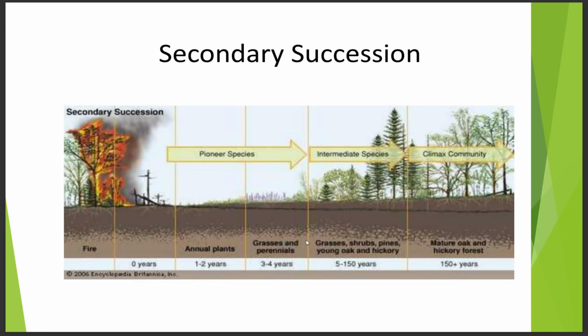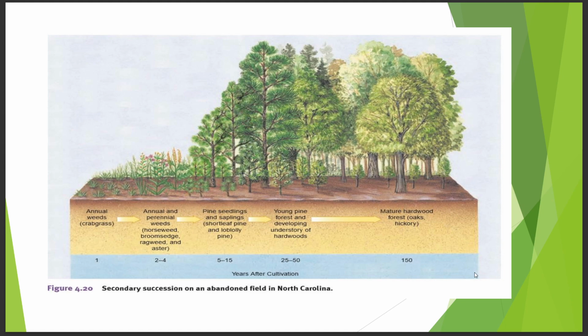Then comes secondary succession, where habitats are disturbed or destroyed, such as abandoned farmland and burnt forest. It is a recolonization of the habitat by pioneer species such as grass. It takes around 150 plus years. Take a screenshot and just refer to it yourself.